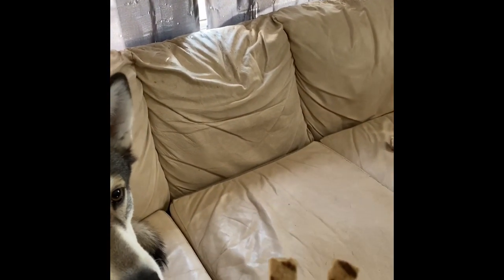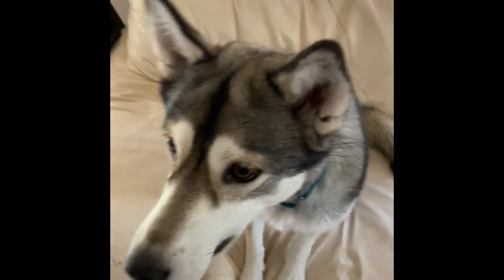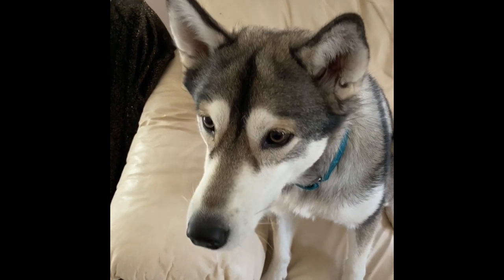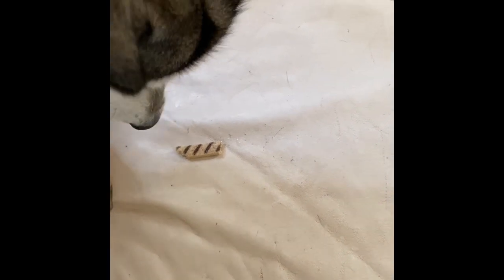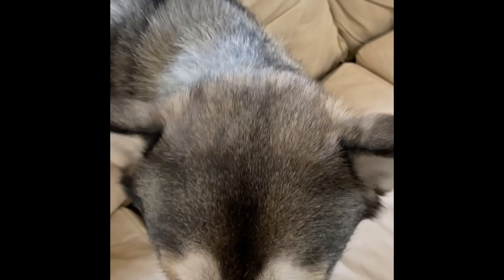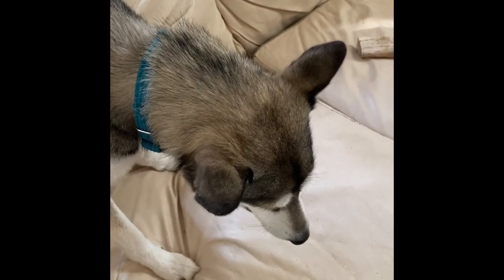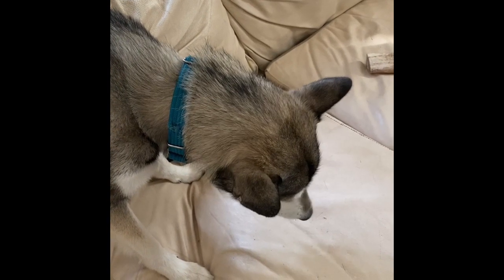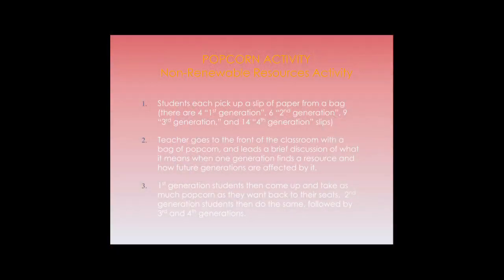So Ivy has the option, she can eat one of them and let me have the other one, or she can eat both of them to herself. So let's see what she decides. The look she gives me when I take it away from her. So of course she ate the second treat. So I want you to start thinking about, how is this going to relate to natural resources?